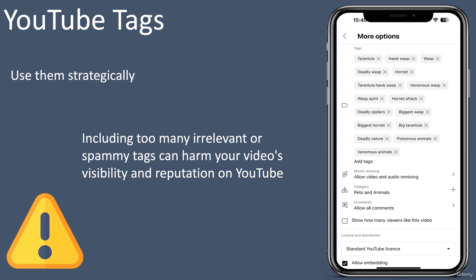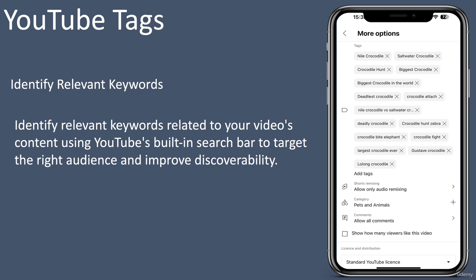So guys, here's now an explanation on the best way to include tags in your YouTube Shorts. First up is identify relevant keywords. Before you start adding tags to your video, you need to identify relevant keywords that are related to your video's content. This will help you target the right audience and make it easier for them to find your video. You can use YouTube's built-in search bar to find popular keywords and phrases that are related to your video.